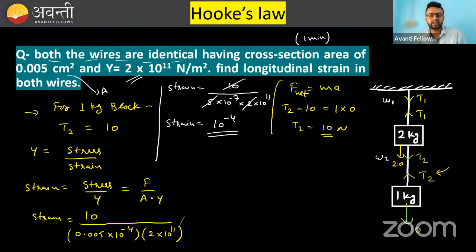So this is the first part that we have calculated. We have calculated strain in the wire 2. Now we need to calculate the strain in the wire 1. So for wire 1, if we want to calculate the strain, we need to calculate T1. So for T1, have a look at that.